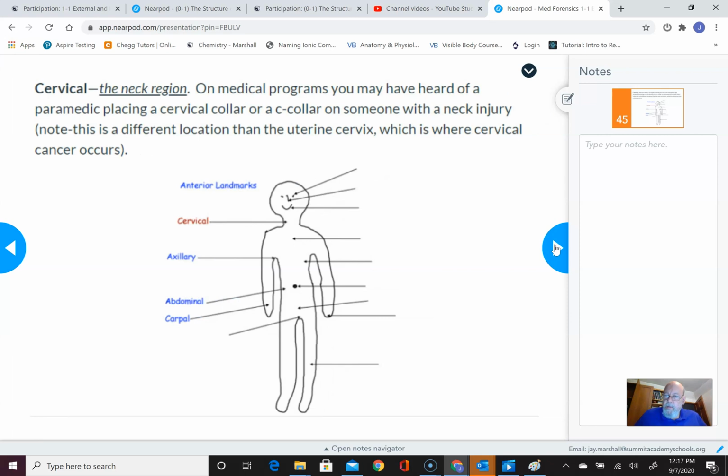Okay. The next locational term, cervical, which is the neck region. In medical programs, you've probably heard of a paramedic placing a C-collar on someone with a neck injury. Make sure you understand that the cervical region, which is the neck, is different than the uterine cervix, which is where cervical cancer occurs, and that's the neck region of the uterus. So don't mix those two terms up.